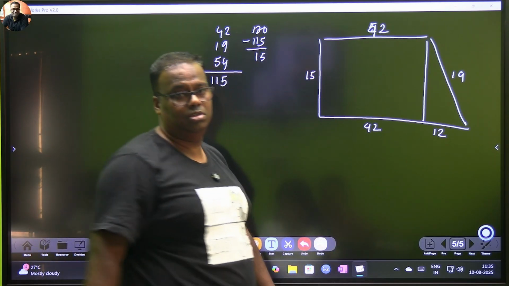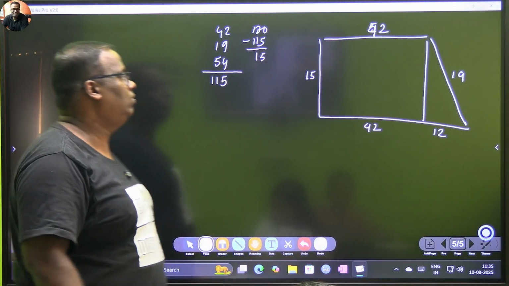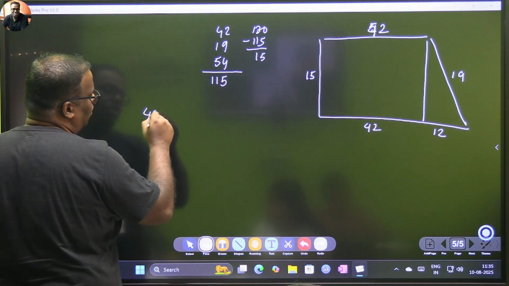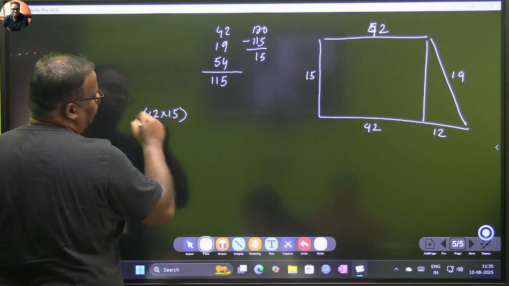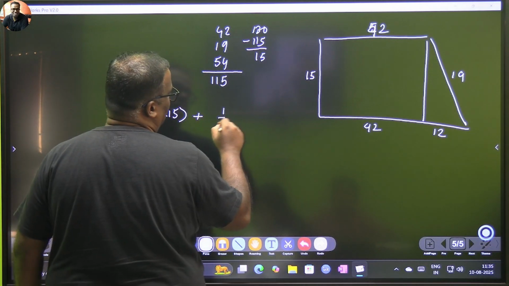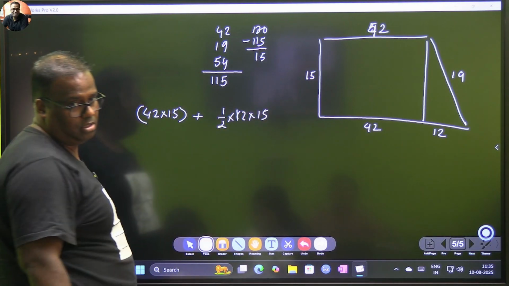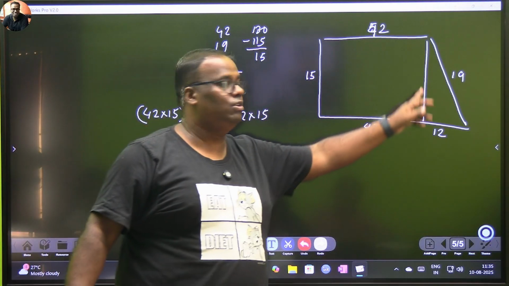Have you understood? Now you can find the area of the rectangle. Area of the rectangle will be how much? 42 into 15. And with this you will add the area of the triangle. Area of the triangle is how much? Half into 12 into 15.